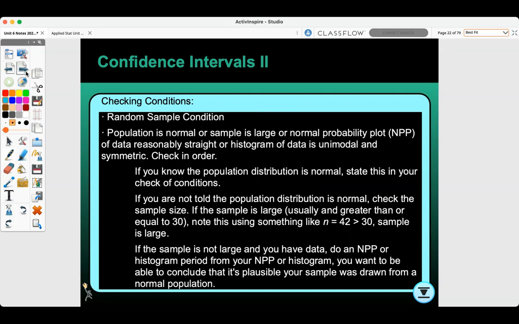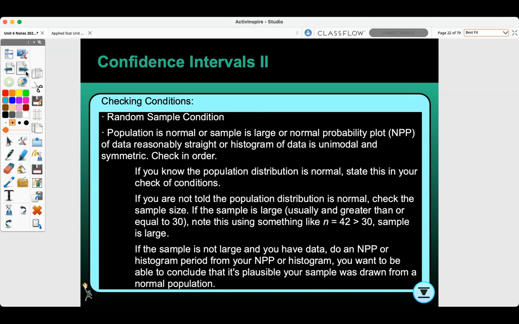Check conditions. You need to have the random sample condition, so state whether or not it's a random sample. And then, is the population normal, or is the sample large enough, or is the normal probability plot of the data reasonably straight, or is the histogram of the data unimodal and symmetric? Check in that order. First, if you know the population distribution is normal, state that in your check conditions. If you are not told the population distribution is normal, check the sample size. If the sample size is large, usually greater than or equal to 30, note this using something like n equals 42, greater than 30, sample is large.